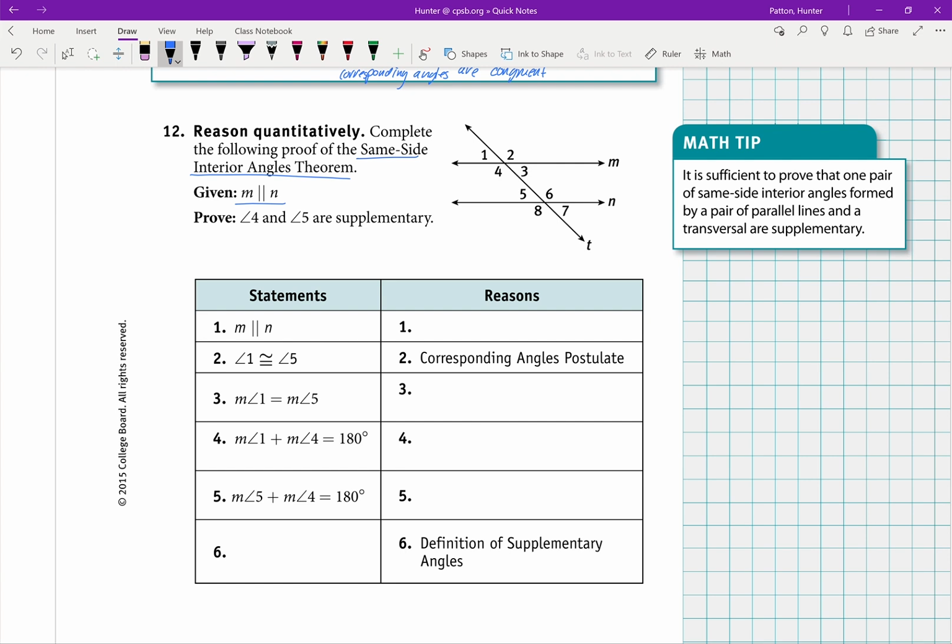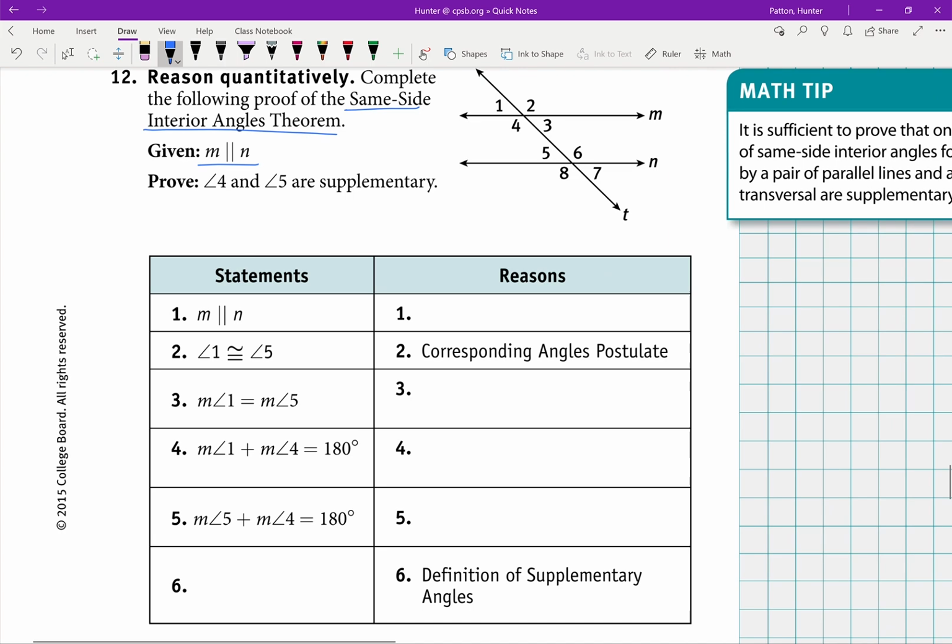We want to prove, we don't know for sure, since we're proving the theorem, that the theorem says same side interior angles are supplementary, so we want to show that one pair on this diagram are in fact supplementary. One pair of same side interior angles. They could have chosen to do angle 3 and angle 6 as well, okay? But they chose angle 4 and angle 5.